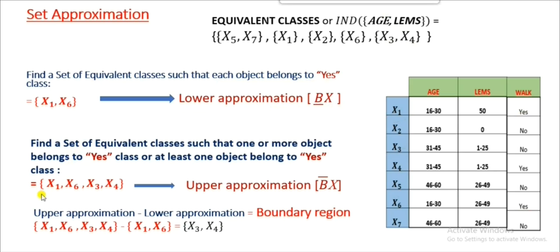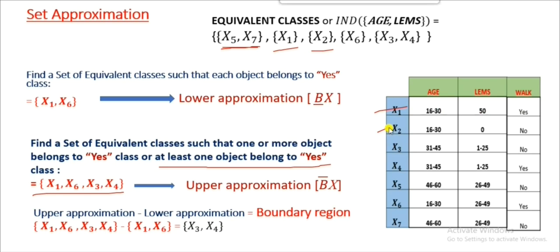Next, we are going to form another set, the set of equivalence classes such that one or more objects belong to the yes class, or at least one object belongs to the yes class. Suppose here we have two objects. If at least one object belongs to the yes class, we are going to take both the objects in the set. Now here in the first equivalence class x5, x7, we have already seen none of them belong to the yes class, so it is not included in the set. x1 belongs to the yes class, so it is included here.